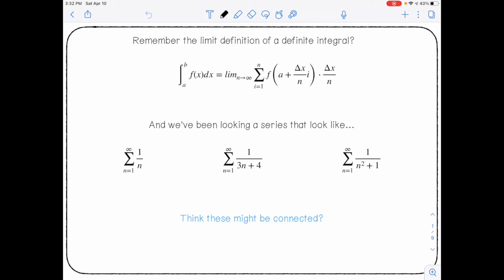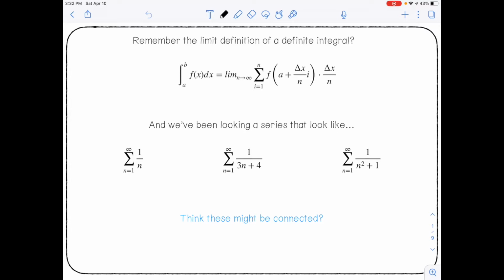So remember that limit definition of a definite integral that said that the definite integral from a to b of a function is actually the limit as n goes to infinity of a Riemann sum, right? Which we write with summation notation or a giant sigma, aka an infinite series, right? If n's going to infinity. So we've been looking at series that kind of look like that, right?